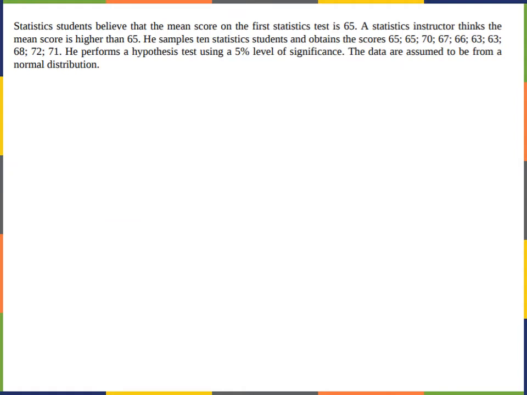Here's another one. So statistics students believe that the mean score on the first statistics test is 65. The statistics instructor thinks the mean score is higher than a 65. He samples 10 statistics students and obtains the following scores: 65, 65, 70, 67, 66, 63, 63, 68, 72, and 71. So that's your sample of 10 students. He performs a hypothesis test using a 5% significance level, so 0.05 alpha. The data are assumed to be from a normal distribution.